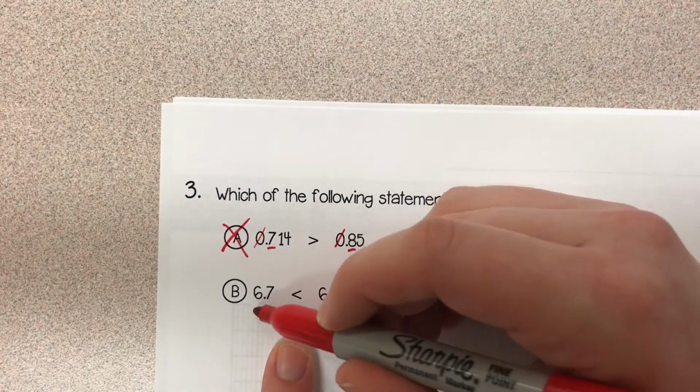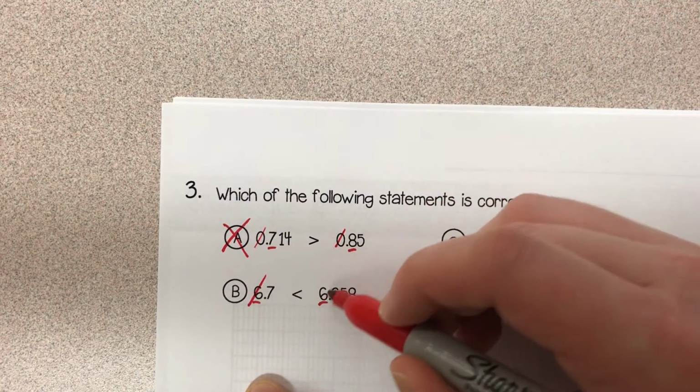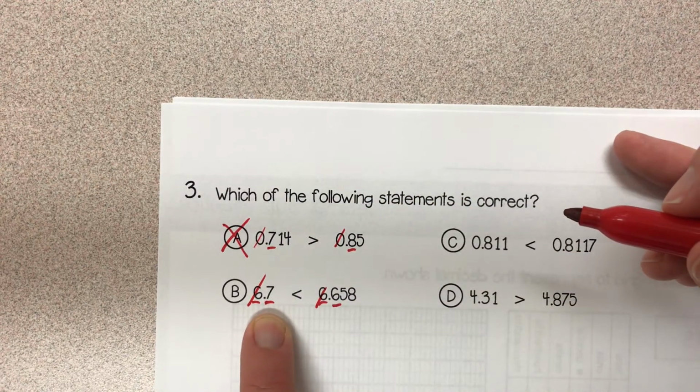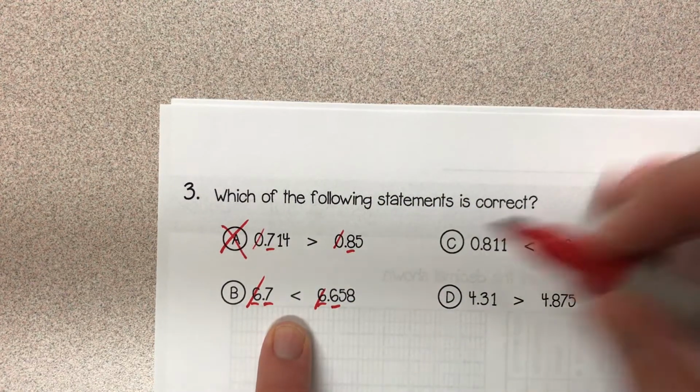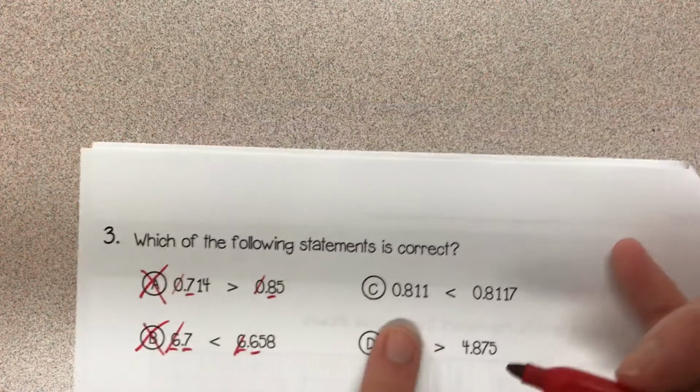All right, let's look at B. So our ones place, or our units place, is 6, so they cancel each other out. Now we're going to look at the next place value, which is tenths. 7 is bigger than 6, so this comparison sign is also incorrect. Okay, let's look at C.